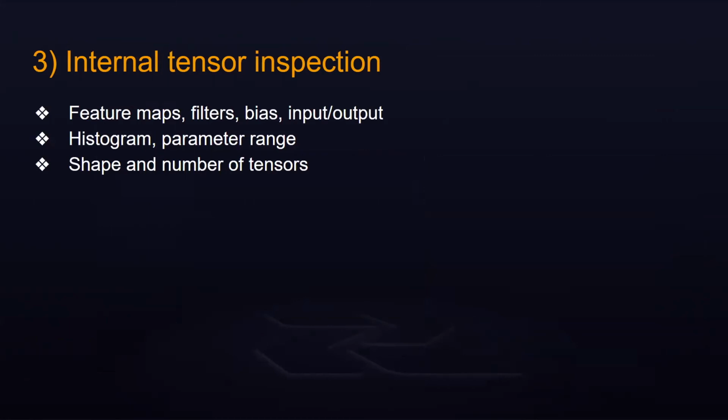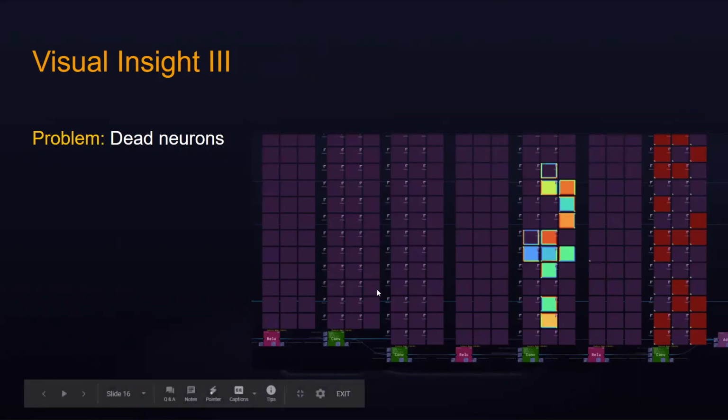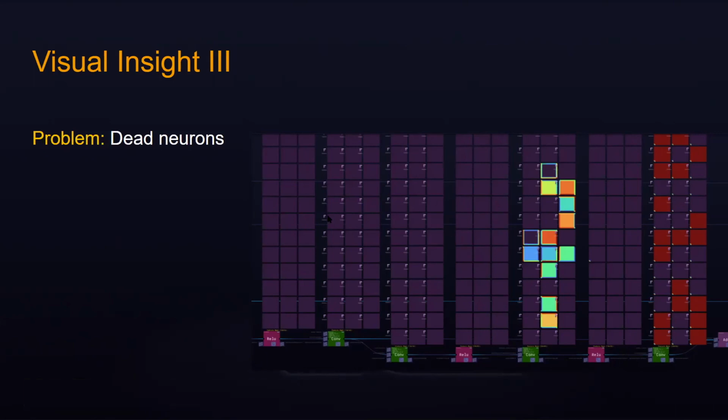And the last part, which is the most interesting part, is how visualization can improve the model performance when we look more carefully at the internal tensors and the feature maps, filters, biases, the histogram, and parameter ranges, shapes, and number of tensors. So this is one example where we were trying to segment some COVID-19 lesions in the CT images of patients, and we didn't have good results, but we didn't know why. When we visualized the network in the viewer, we realized that one branch of the network doesn't pass the signal, and all the neurons are dead.